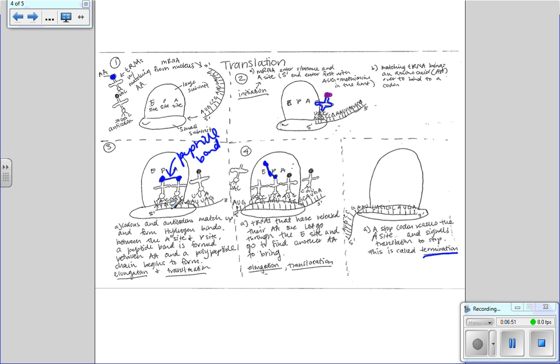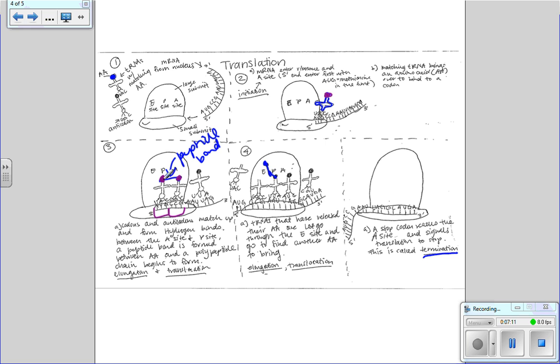So we've got the next codon is CCG. So we had AUG and then we have CCG. So what's going to be the anticodon that matches up with it? GGC. And it's got a different amino acid at the other end. Each anticodon codes for a different amino acid that's going to be at the other end of the tRNA.